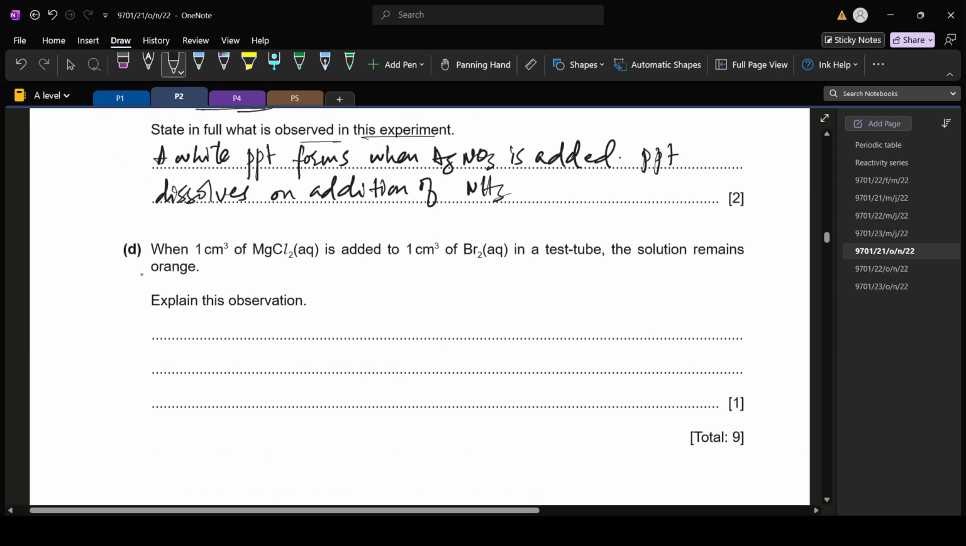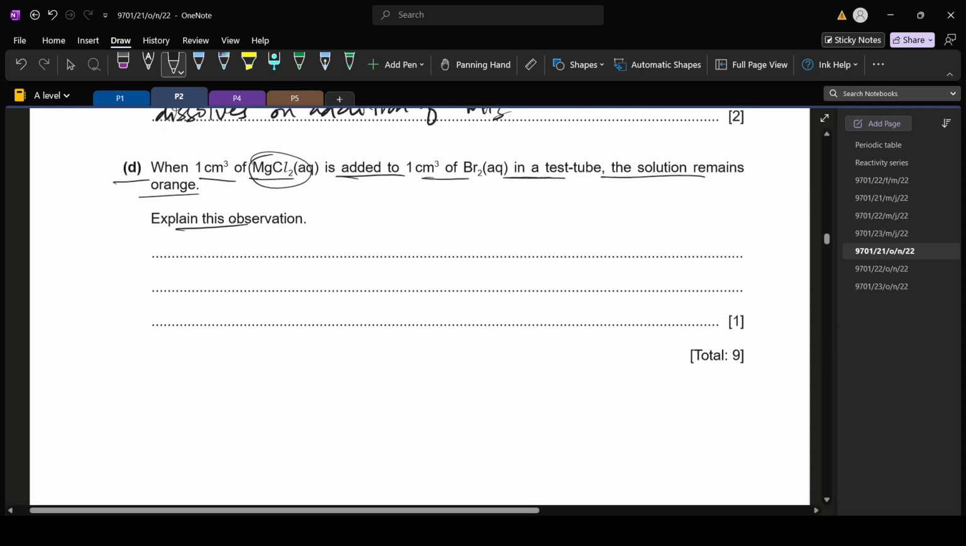Part D. 1 cm cube of magnesium chloride is added to 1 cm cube of bromine in a test tube. The solution remains orange. Explain why. Because chlorine is more electronegative, and down the group the reactivity of the halogens decreases, and bromine is not a strong enough oxidizing agent to oxidize chloride ions.